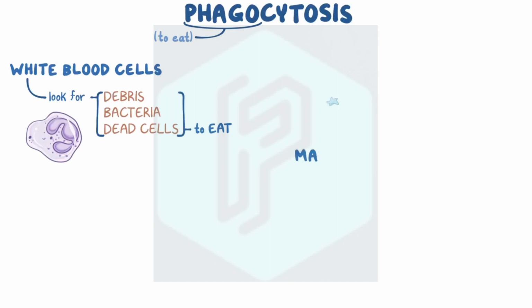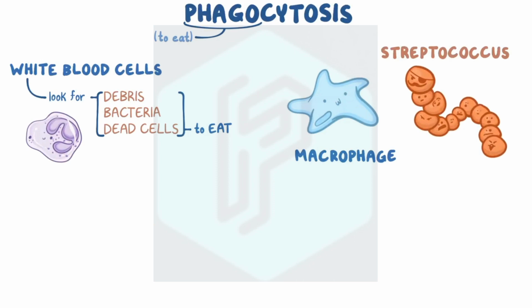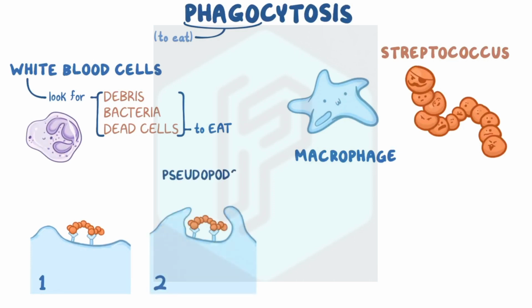So let's imagine that a macrophage comes across a particularly bothersome streptococcus. First, the strep attaches to macrophage receptors on its cell surface. The macrophage then extends arm-like projections called pseudopods around the strep, like a death hug. Then the strep is slowly engulfed by the cell membrane, which invaginates to form a vesicle on its inner side.